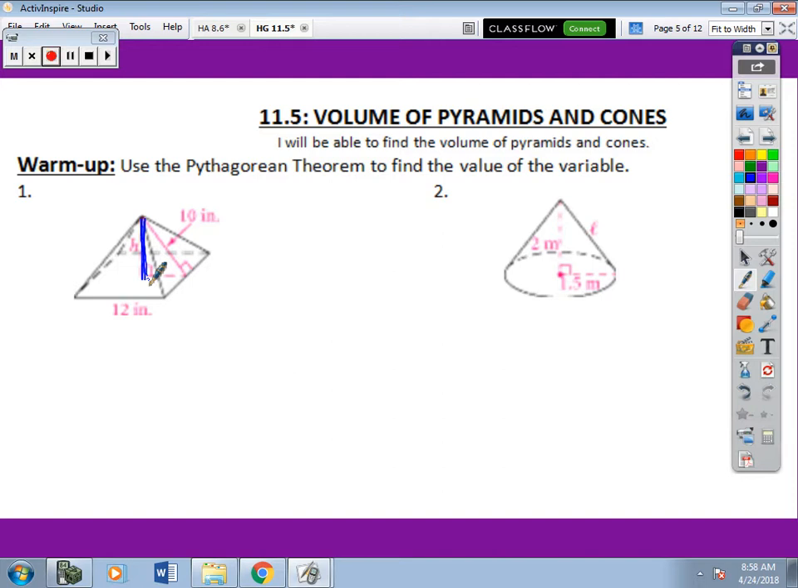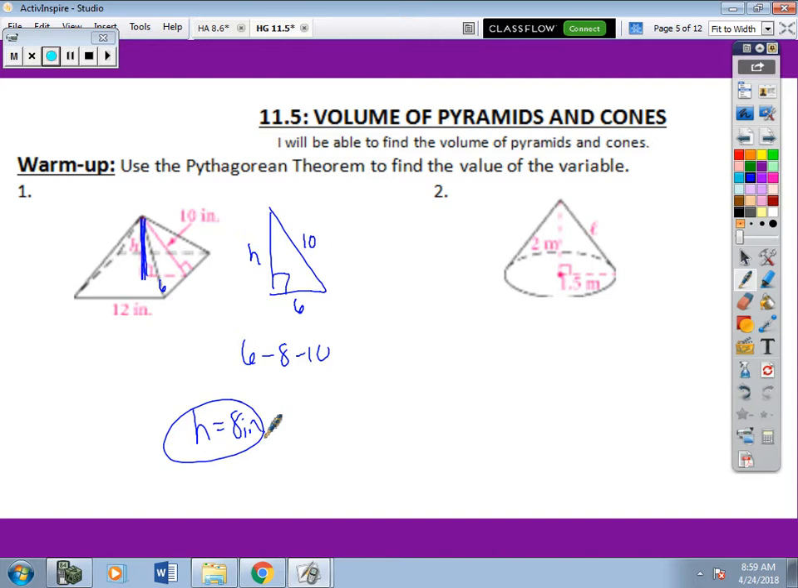4. No, wait, no. 8. So cutting the base of 12 in half, that's 6. 6, h, and 10. That's a 6, 8, 10. So h is 8. If not, 6 squared plus h squared equals 10 squared. 100 minus 36, square root of that is 8. That would be inches.